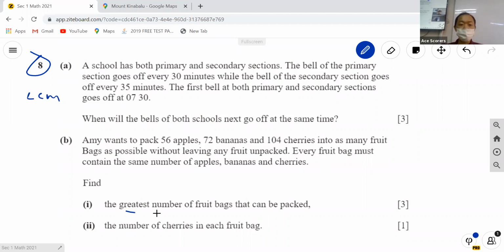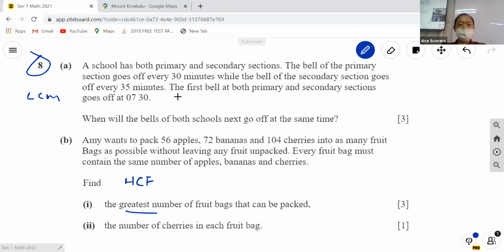Then this one, you see, greatest number, so this is HCF. This one you find the HCF, this one you find the LCM, the common multiple. How do I know this is HCF? I just look at this: greatest number, so it should be HCF, highest common factor. Here, why is it LCM? Because they are multiples of 30 minutes and 35 minutes. The timing is multiple. Later on, how many minutes later, all multiples of 30 and 35.